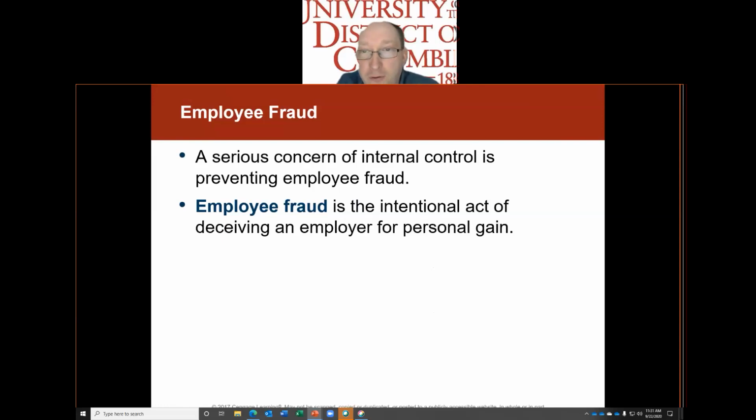Let's talk a little bit about fraud. Unfortunately, fraud happens every single day, everywhere, all the time, right? It's terrible. Fraud is the intent of deceiving an employer for personal gain. That's employee fraud. Other types of fraud include things like deceiving investors, deceiving the government. Deception, right? That's the whole point. That's what fraud is. It's deception. Deception basically means that you are intentionally hiding a bad act, okay, for your personal gain.